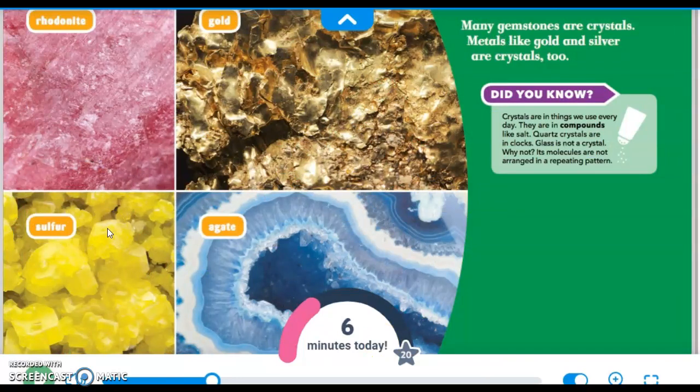Here we have photographs of rhodonite, gold, sulfur, and agate. Many gemstones are crystals. Metals like gold and silver are crystals too. Did you know? Crystals are in things that we use every day. They are in components like salt. Quartz crystals are in clocks. Glass is not a crystal. Why not? Its molecules are not arranged in a repeating pattern.